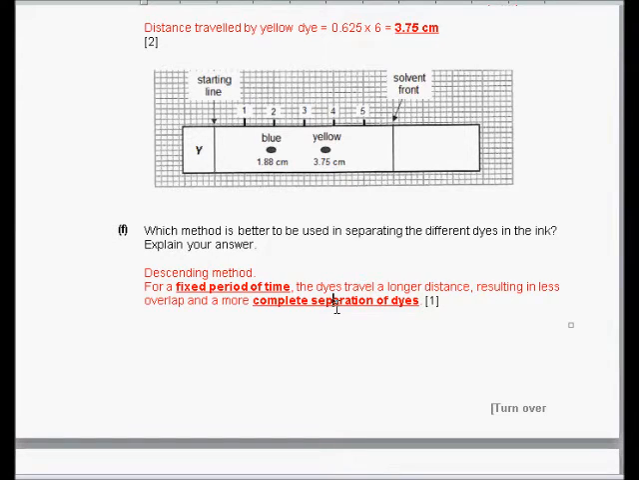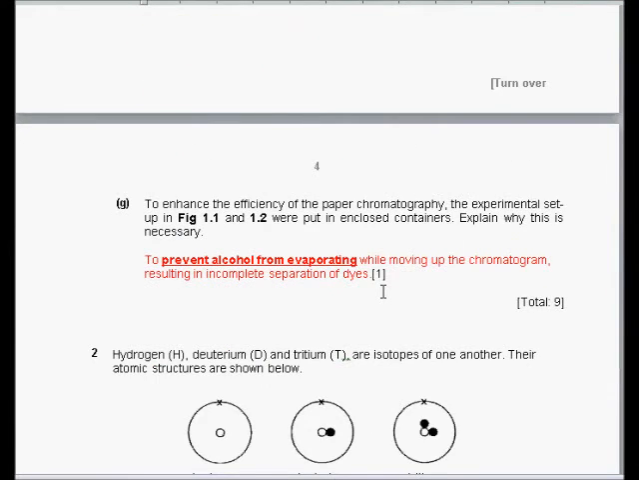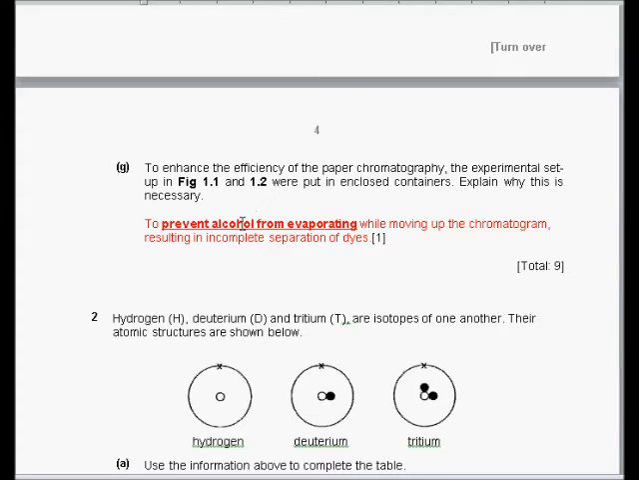So for this part, any answer that has this meaning, complete separation of dye or faster separation of dye, or the dye will be able to travel faster, hence they are clearer. Okay, all these answers I will accept. Okay, 1 mark for the entire, for 2 key points here. And then for G, this one is quite straightforward, to prevent alcohol from evaporating. Okay, because alcohol has quite a low boiling point. It is quite volatile.